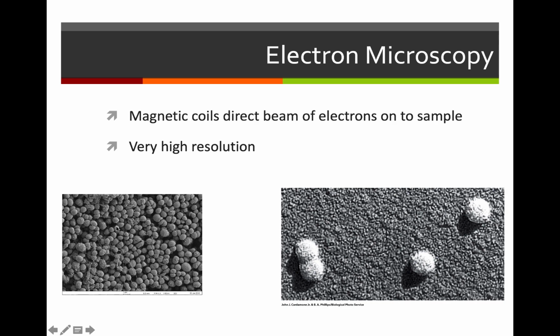So this is an image on the left. This is an electron micrograph from when I was a postdoc working for the Army. This is a biofilm of Staphylococcus aureus. So you see the coccus shape, and you can even see some of the extracellular structures that they've secreted. And then we can also see viral particles using electron microscopy.